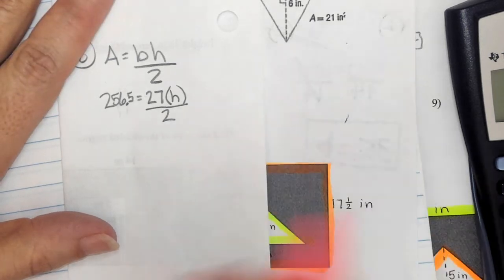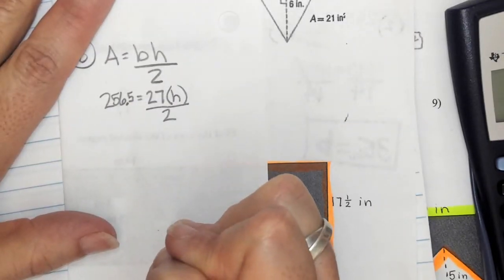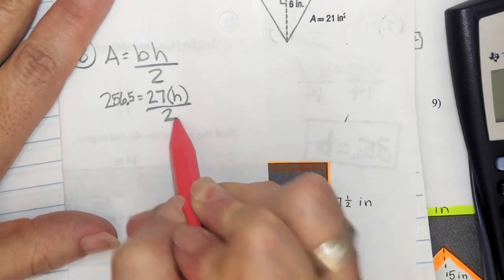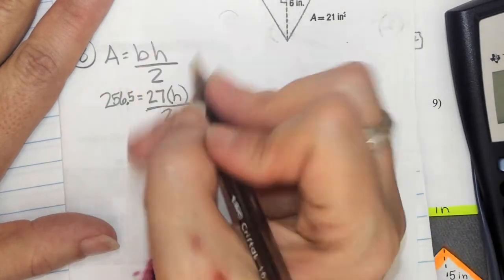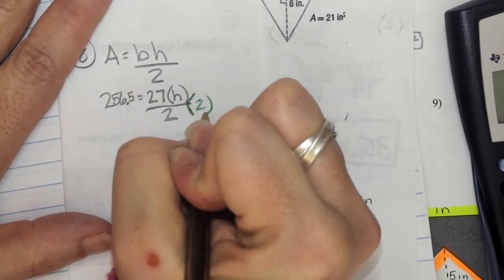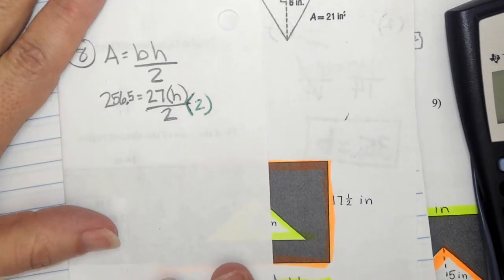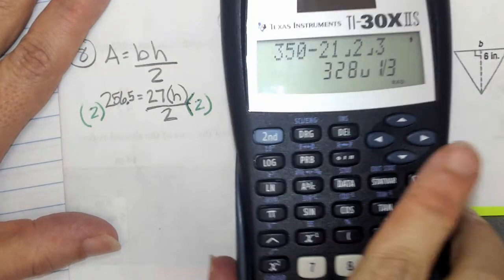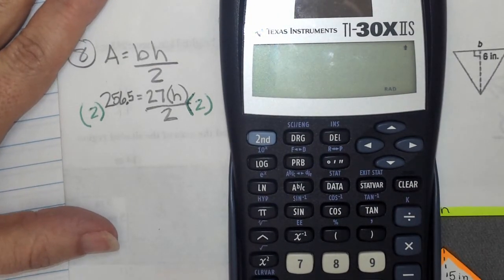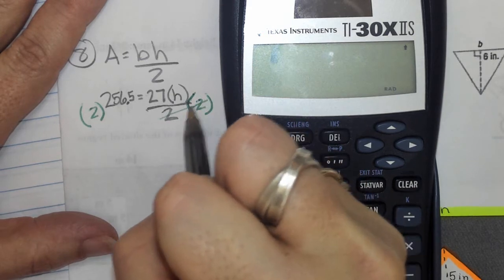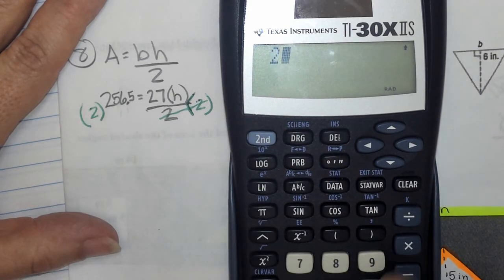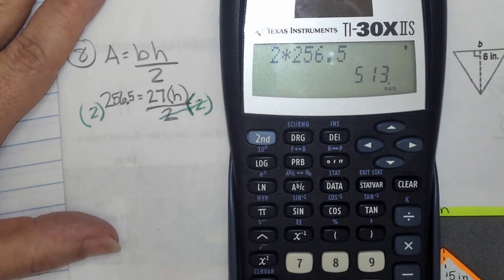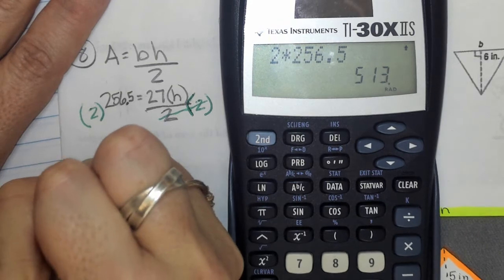Okay. So we got to do our backwards math. We want h down here by itself. Let's get rid of the divided by 2 first. So the opposite is times 2, right? And what I do to one side, I do to the other. Okay, these 2 are the ones that disappear, so I got to do 2 times 256.5. I got 513.